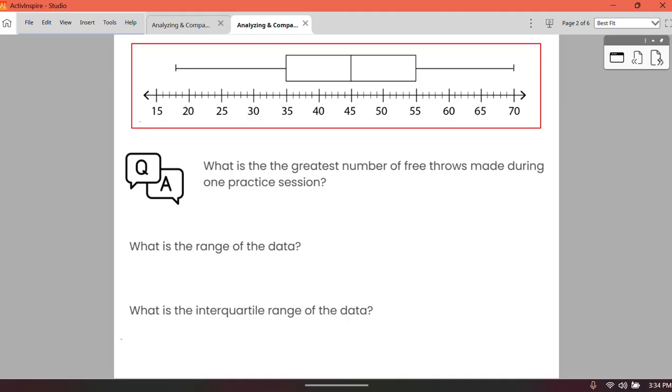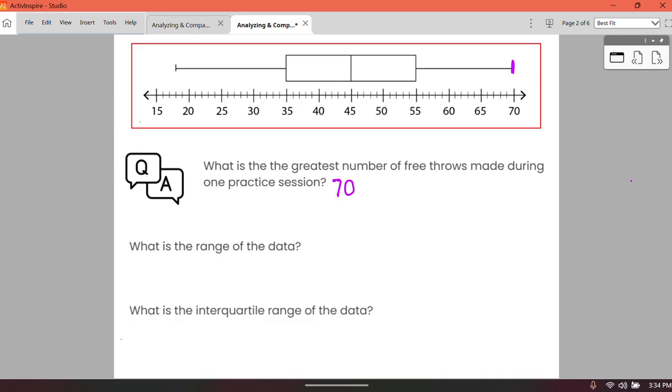First question. What is the greatest number of free throws made during one practice session? Well, I already kind of gave this one away, but our greatest is going to be our upper extreme, and that's 70. The most that was made by the team in one practice session was 70 free throws.